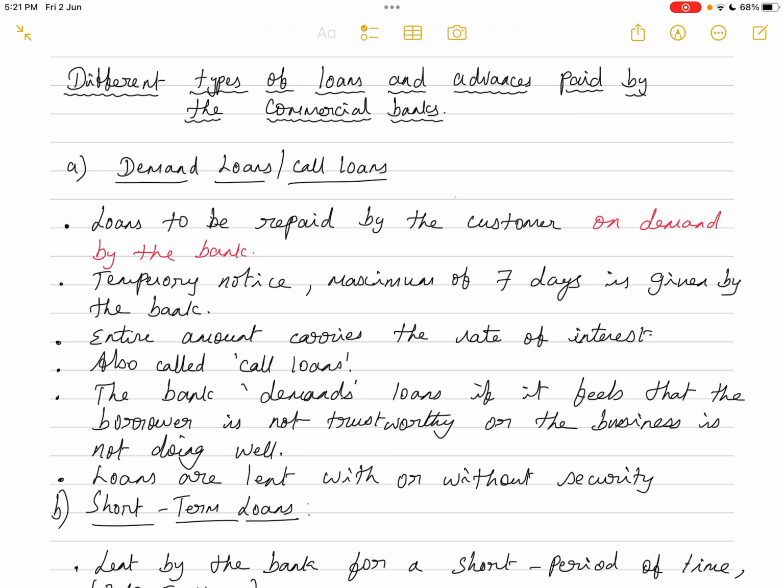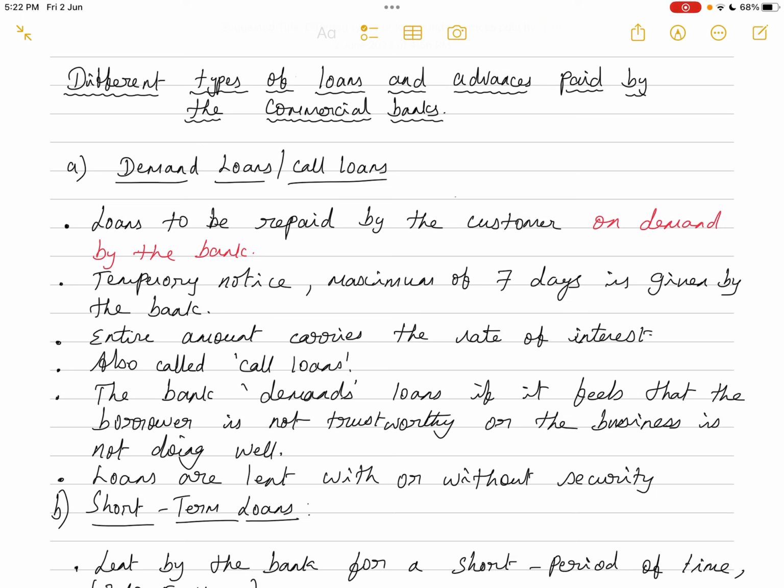So these loans have to be repaid by the customer on demand by the bank. Okay, just like the demand deposit, the bank has to pay the money to the customer on demand by the customer. Demand loans, the customer has to repay the money back to the bank whenever the bank demands it. Okay, so these loans have to be repaid by the customer on demand by the bank.